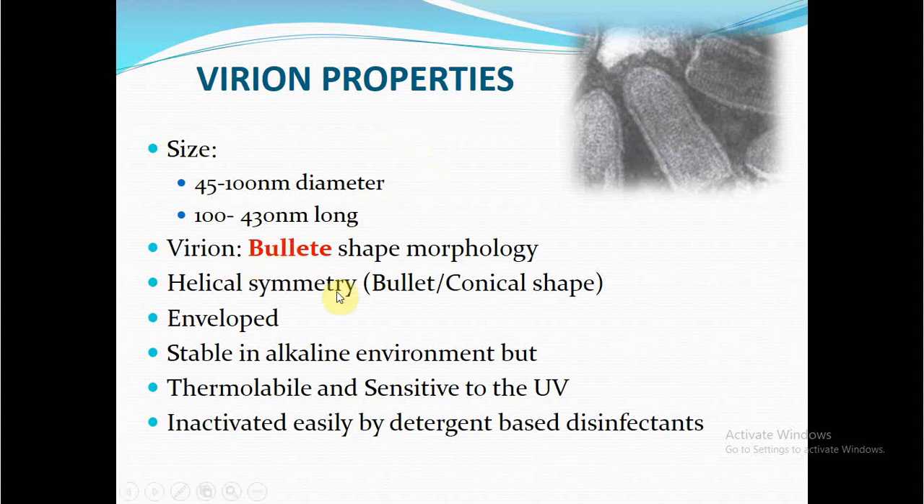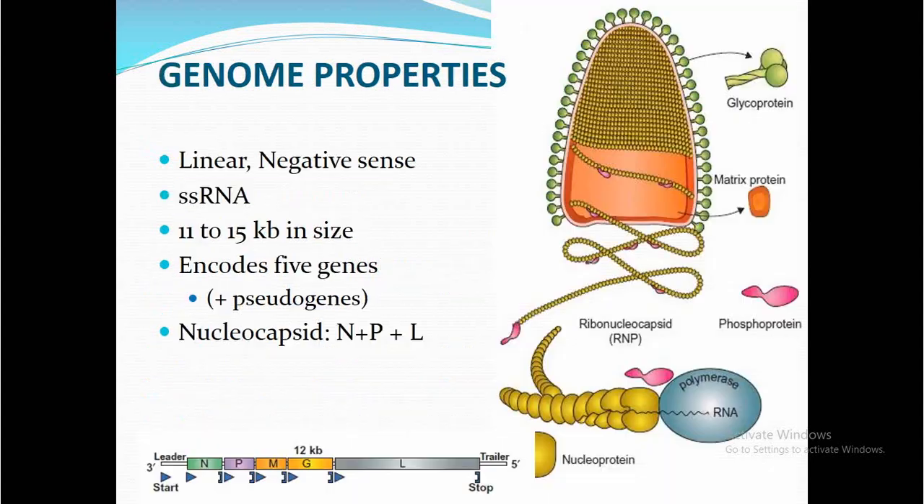This virus has helical symmetry and the viruses are enveloped. As viruses are enveloped, they are thermolabile and sensitive to UV light, whereas in a slightly alkaline environment they are stable, but they can easily be destroyed by detergent-based disinfectants. Now we will move towards the genome properties.